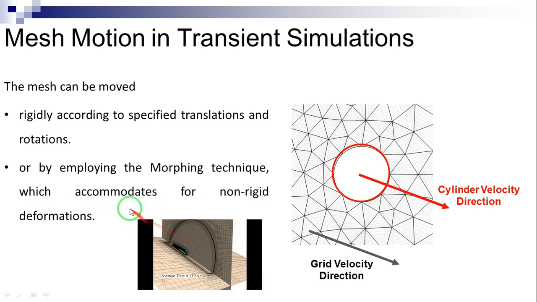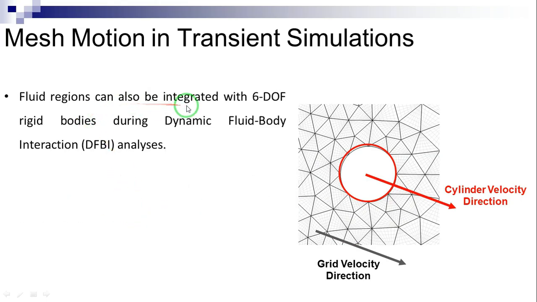Fluid regions can also be integrated with 6 DOF, degree of freedom, rigid bodies during dynamic fluid body interaction, DFBI, analysis. In this scenario, CFD computes the movement of the 6 DOF rigid body as a reaction to the forces applied. The fluid mesh is then either moved rigidly, DFBI rotation and translation, or adjusted through morphing, DFBI morphing motion, based on the determined motion of the rigid body.